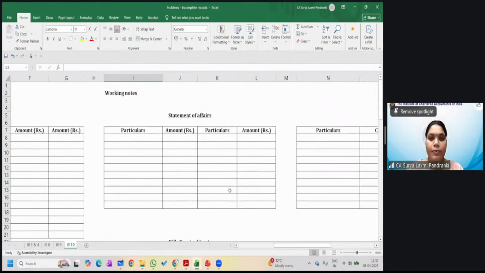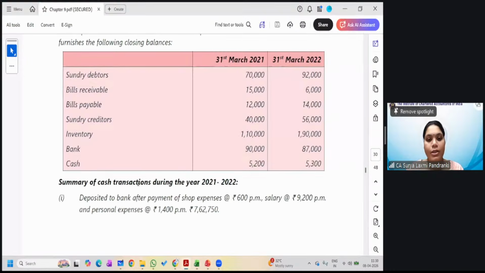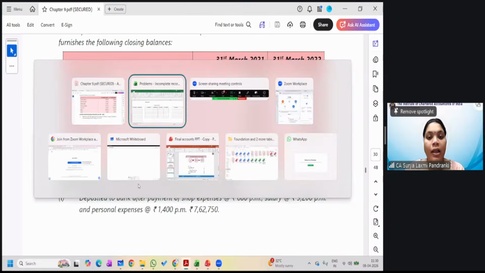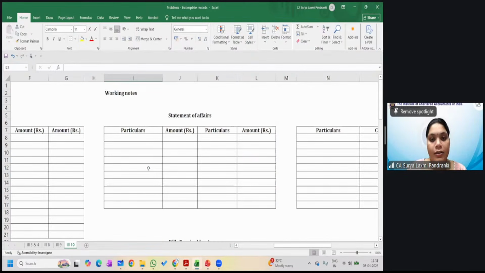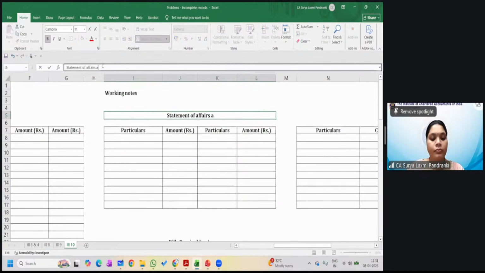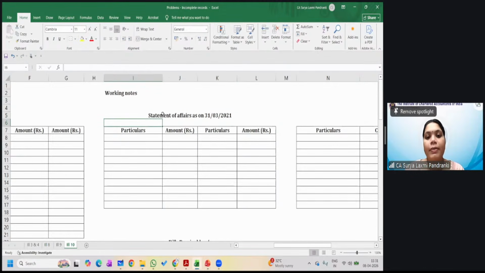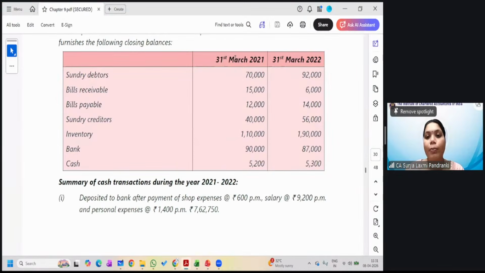I'll start with working notes, because without working notes, we can't do this problem, because information is not given to us straightforward. Information is scattered and given to us. So I'm starting with the working notes, right? Now I'm doing the statement of affairs. This will be as on which date? Statement of affairs I'm doing as on 31st March 2021, which is nothing but your opening date.